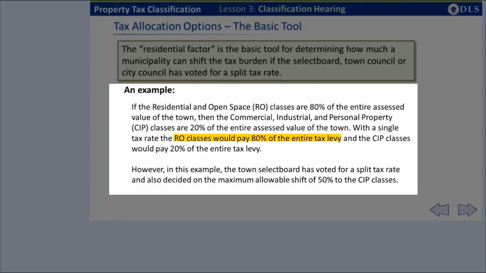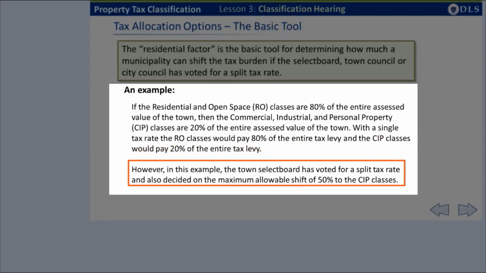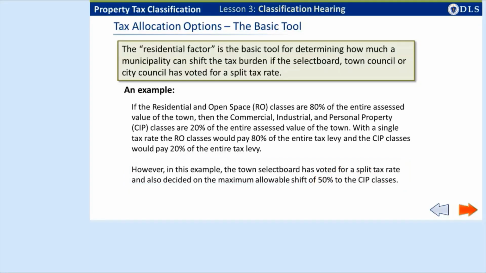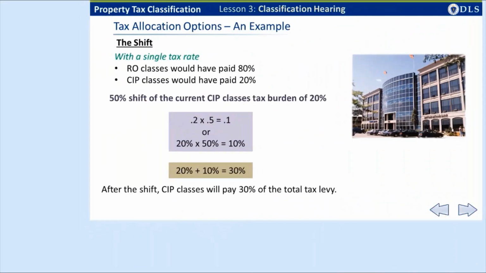With a single tax rate, the RO classes would pay 80% of the entire tax levy, and the CIP classes would pay 20% of the entire tax levy. However, in this example, the Town Select Board have voted for a split tax rate and also decided on the maximum allowable shift of 50% to the CIP classes. Let's look at how the 50% shift impacts how much of the total tax levy the CIP will pay.